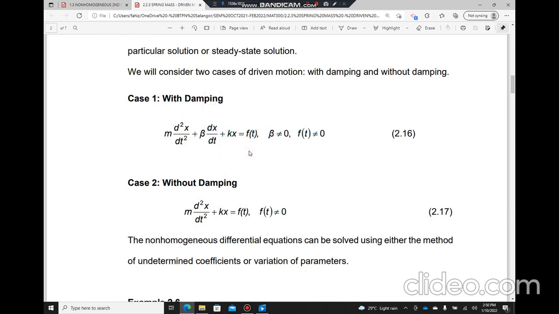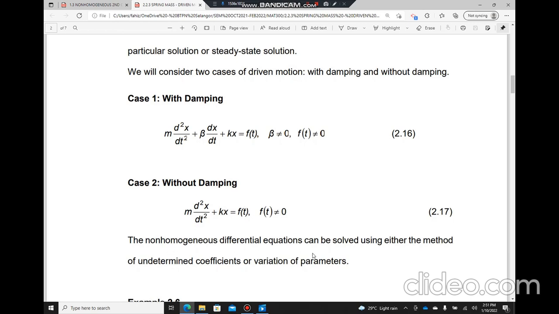M d square x dt square plus beta dx dt plus kx equals to ft. Beta not equals to 0. Ft not equals to 0. Sebab kalau beta equals to 0, dia dah jadi without damping. And then kalau ft equals to 0, dia dah jadi homogeneous. And then another one is without damping. So dia cuma beza yang tak ada beta. And then still ada ft.